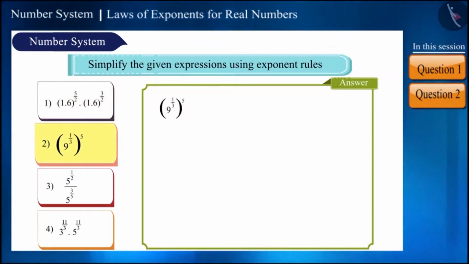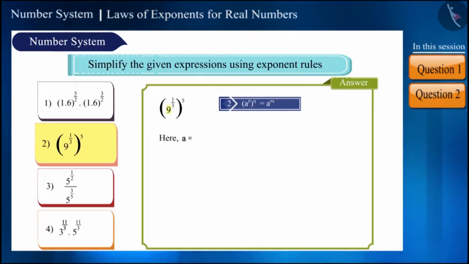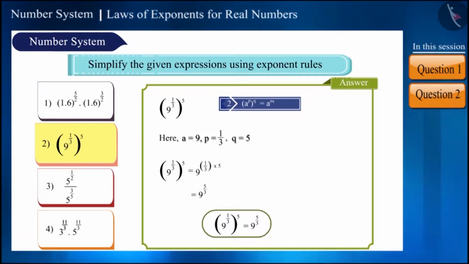Friends, the second number is quite easy to simplify. Here we'll use this exponential rule. A equals to 9, P equals to 1 by 3 and Q equals to 5. Now this will be something like 9 raised to the power of 5 by 3.